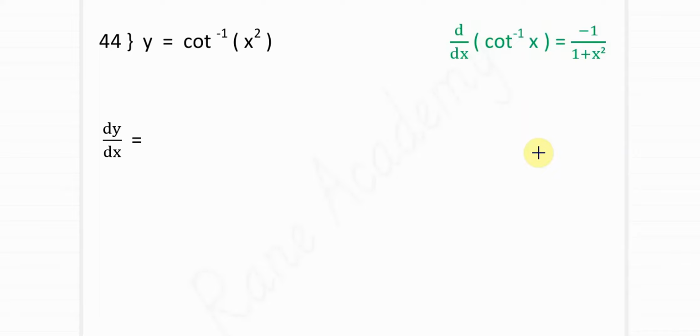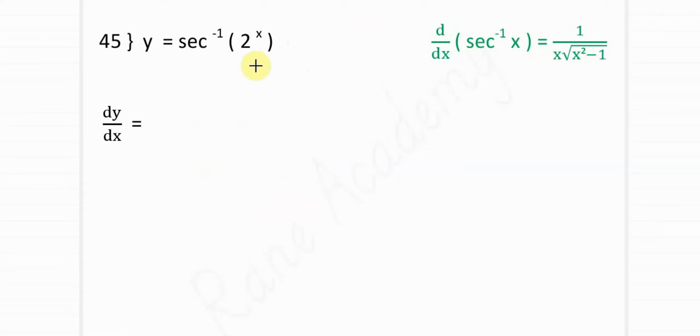Question number 44, y is equal to cot inverse of x square. So here instead of x you have x square. So we differentiate cot inverse of x square first and then we differentiate x square. So derivative of x square is 2x. And differentiate cot inverse of x square. So here we have minus 1 upon 1 plus, now instead of x we have x square. So x square whole square will be x raised to 4 and hence we get the answer.